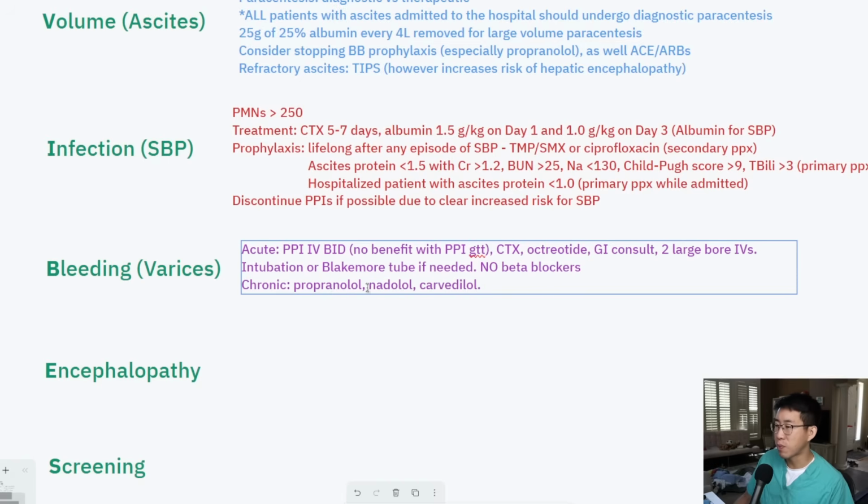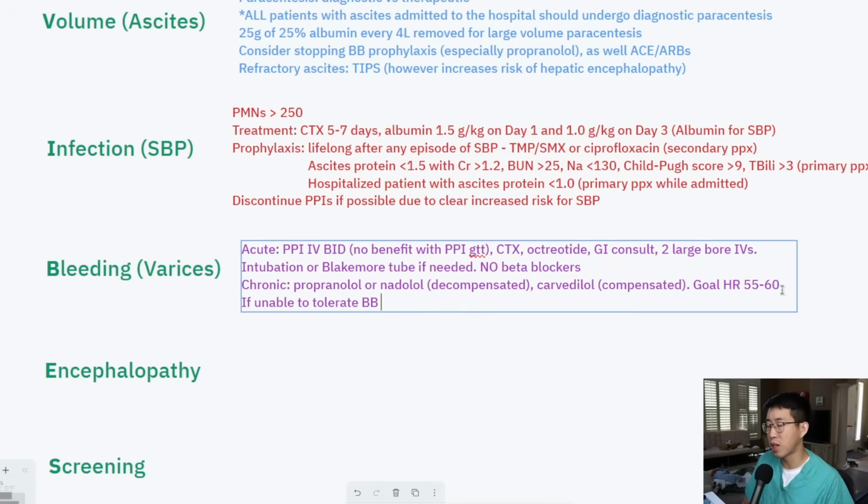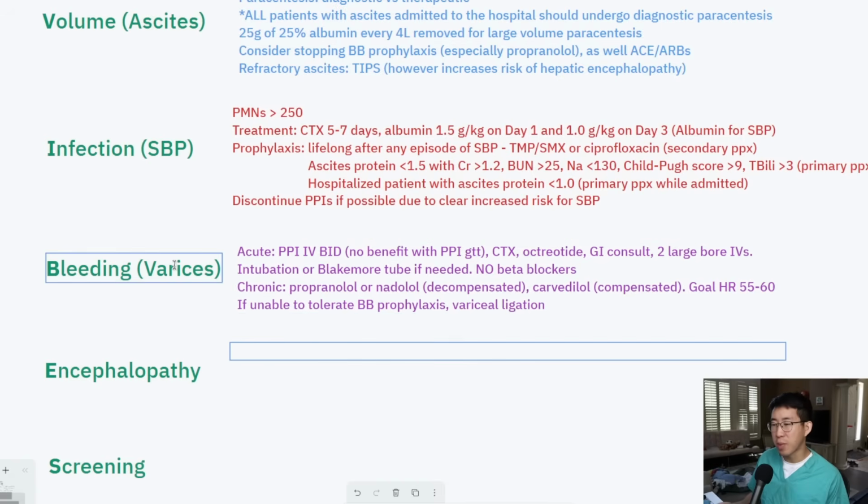Typically, they recommend propranolol or nadolol if it's decompensated cirrhosis, and carvedilol is a good option if compensated, with a goal heart rate of 55 to 60. But again, remember, if they're having worsening blood pressures, if they have significant ascites, then you should really consider stopping this beta blocker prophylaxis. If unable to tolerate beta blocker prophylaxis, then they should basically see GI for possible ligation of their varices.